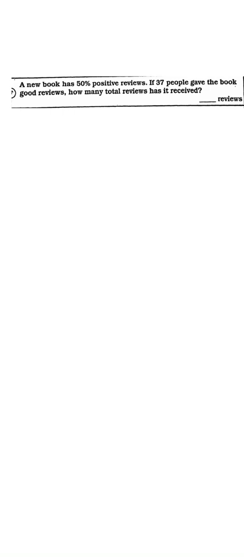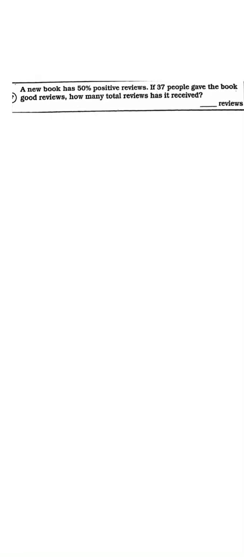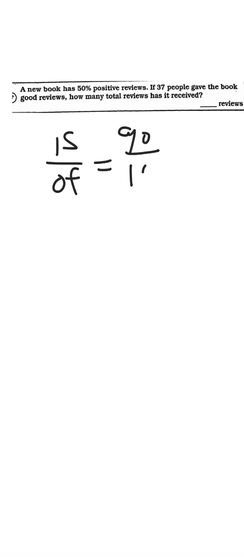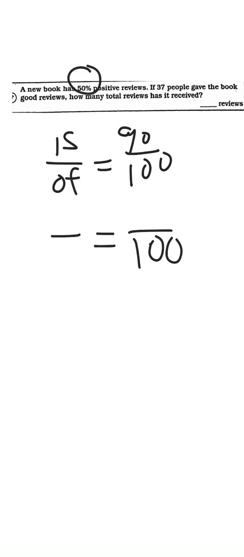So we're always going to start by writing is over of equals percent over 100, right? Now let's figure out what information we have. So I'm going to put my 2 fractions over 100. And the easiest one to figure out is the one that has a percent sign, right? So I know it's going to go right here, 50%. Now it says if 37 people gave the book good reviews, how many total reviews has it received?